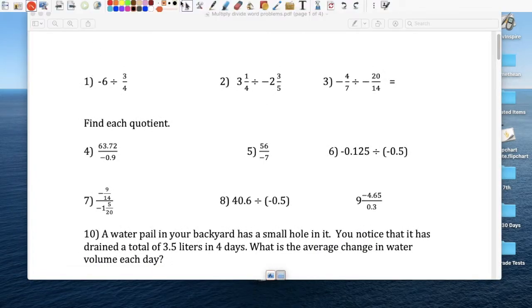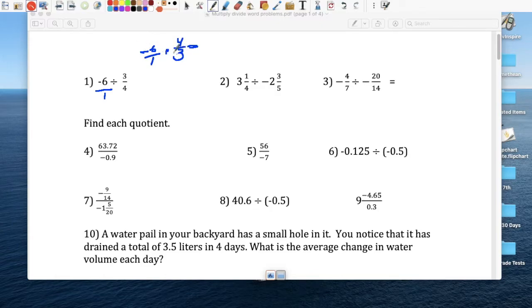So, first one, -6 divided by 3/4. I think I said in class you can think of division as multiplying by the reciprocal of the second fraction. So -6/1 stays as it is. Division changed to multiplication, and the reciprocal of 3/4 is 4/3. Yes, you can multiply across, but we want to simplify everything before we multiply. It makes our life easier.